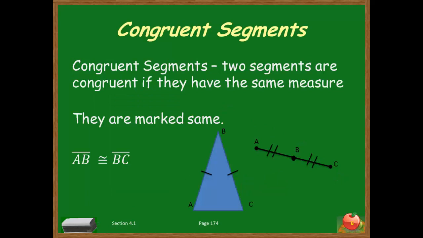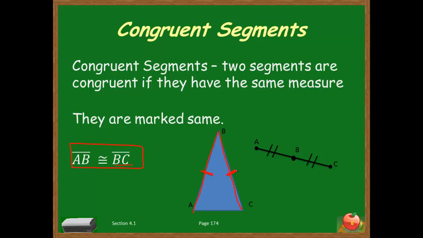Congruent segments. Two segments are congruent if they have the same measure. For both pictures, segment AB is congruent to segment BC. They are shown with these marks.